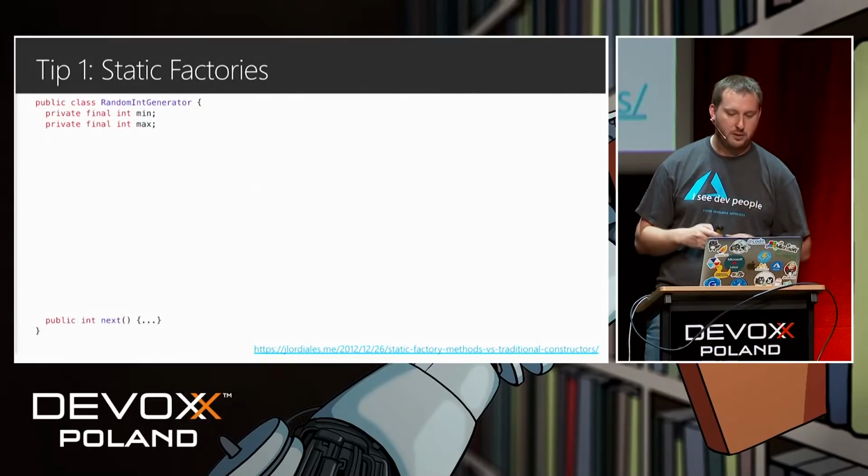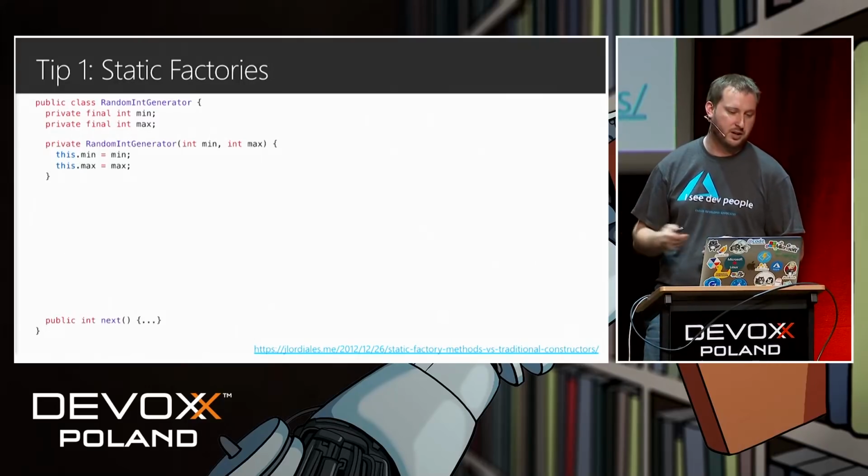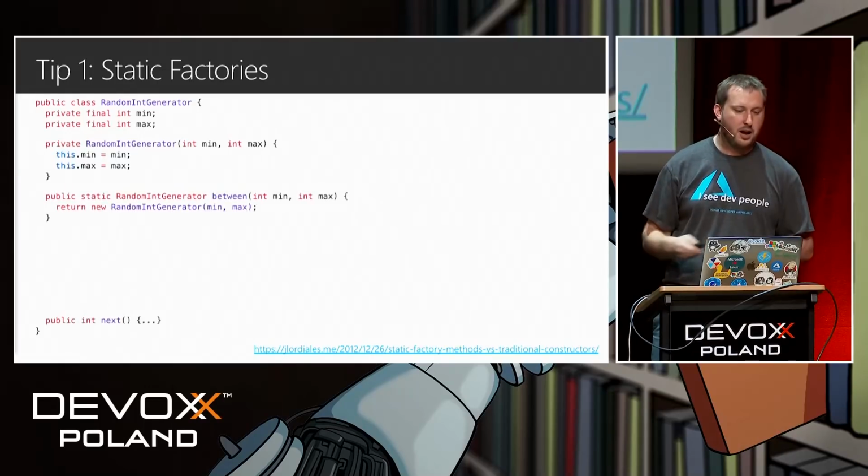So let's just quickly redo that with static factories. Let's add a private constructor. So at this point, this class can't be instantiated. It's a public class with a private constructor. You can't create this class. And we're going to add some static factories.